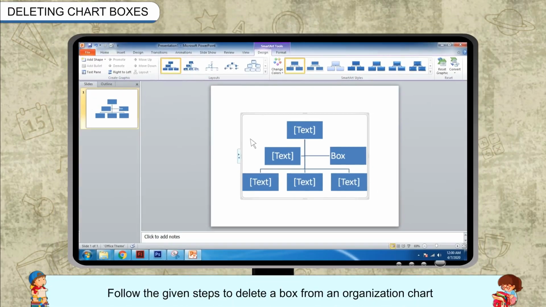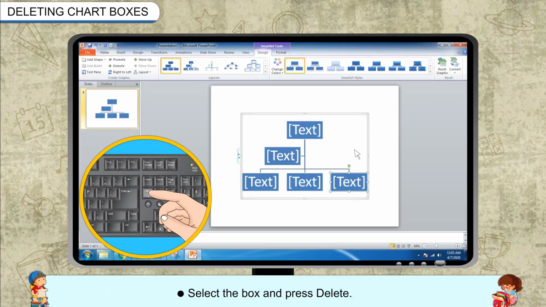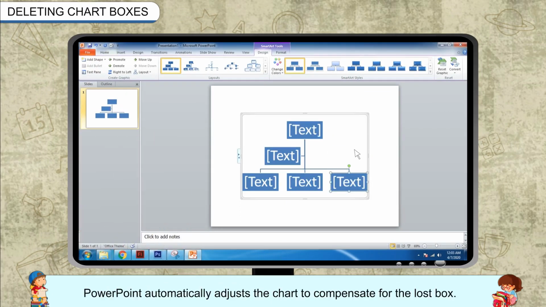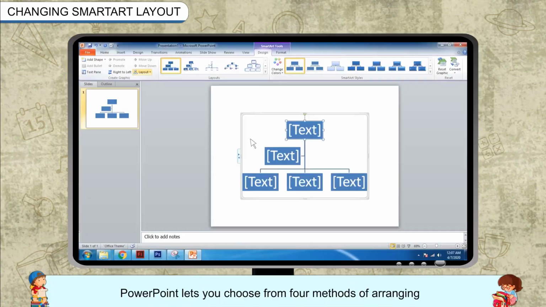Deleting chart boxes. Follow the given steps to delete a box from an organization chart. Select the box and press Delete. PowerPoint automatically adjusts the chart to compensate for the lost box. Changing SmartArt layout. PowerPoint lets you choose from 4 methods of arranging subordinates in an organization chart branch.